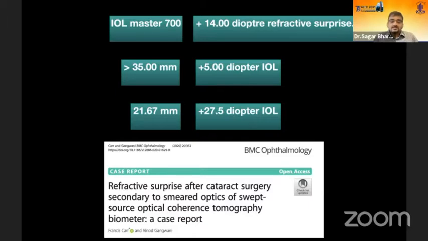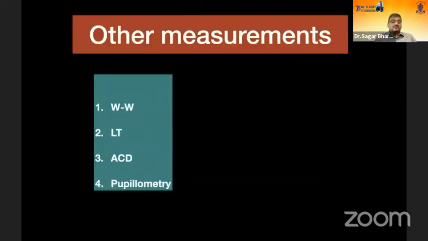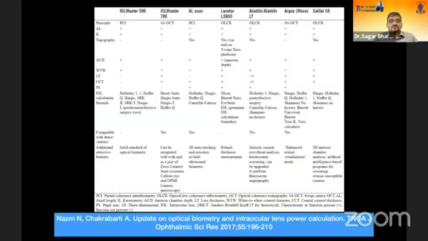The authors also acknowledge that it did not really correlate with the clinical refraction of the patient. So it's very important to correlate the values clinically. Coming to the other measurements, one has to take all these measurements because all the newer IOL formulas want this.